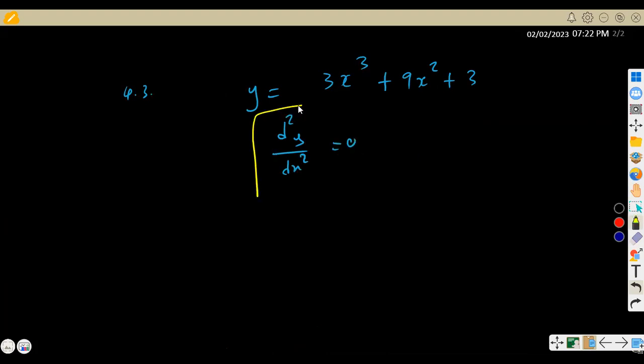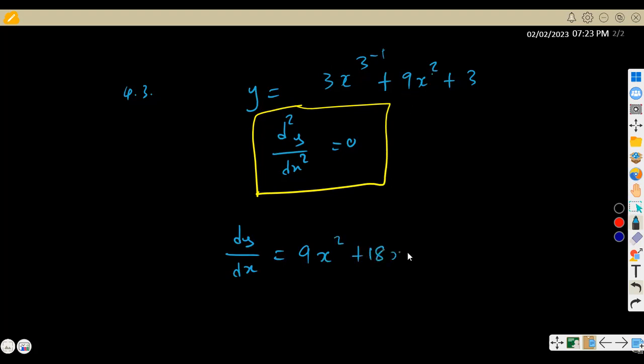So what is the meaning of this, guys? It's an equation that you're going to formulate from the second derivative. For you to have the second derivative, first you must have the first derivative, which is dy/dx. So 3 times 3, that's 9, so it's going to be 9x. You subtract 1 here, which is going to be 2. And 2 times 9 is 18, so this is going to be 18x.